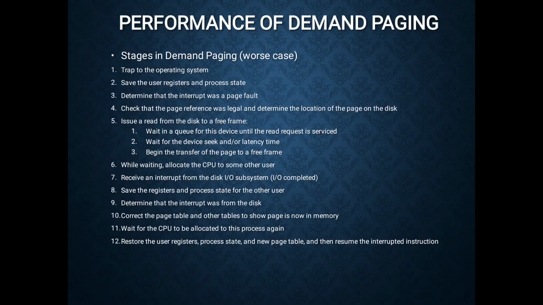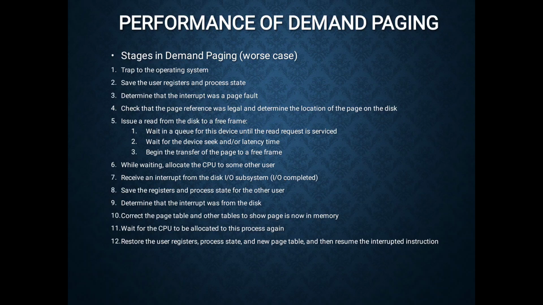The performance of demand paging. So in the stages of demand paging, first it traps to the operating system, which saves the user registers and the process state. Then determine that the interrupt was a page fault. Then check that the page reference was legal and determine the location of the page on the disk. Issue a read from the disk to a free frame. Wait in a queue for this device until the read request is serviced. Wait for the device seek and latency time. Begin the transfer of the page to a free frame. So this is the process going to be done.